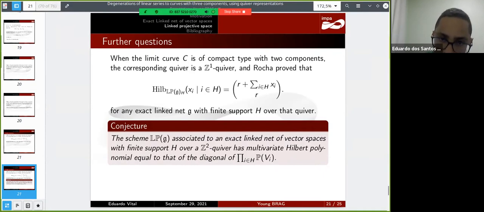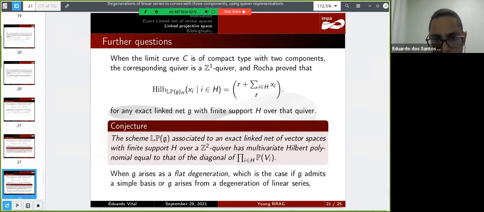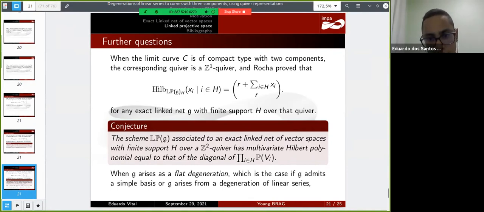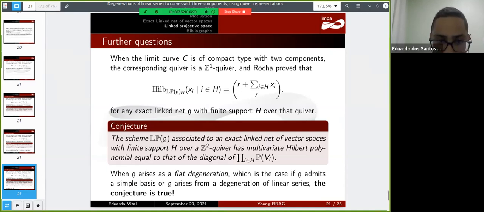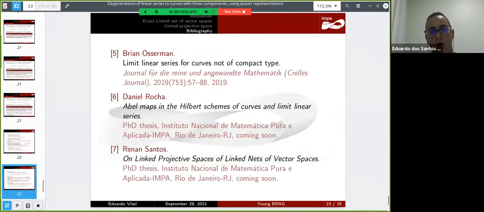Just we said that this is true for a Z2 quiver. And when G arises as a flat degeneration, which is the case if G admits a simple basis, or arises from a degeneration of linear series, the conjecture is true. So here we see the relevance of the question raised by Osserman. We conclude that if G admits a simple basis, then the conjecture is true. And we already found an example showing that the question of Osserman is not true in general. So we found a limit of a linear series, which gives us an exact net of vector spaces, which does not admit a simple basis. That's all. Thanks.